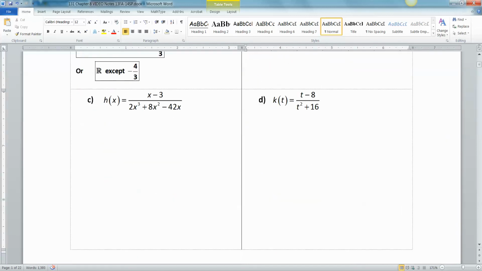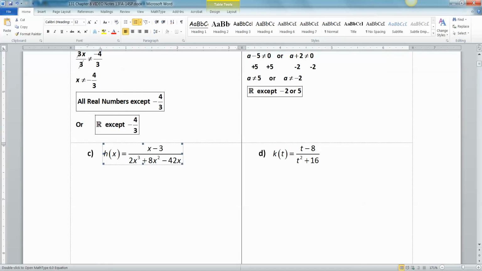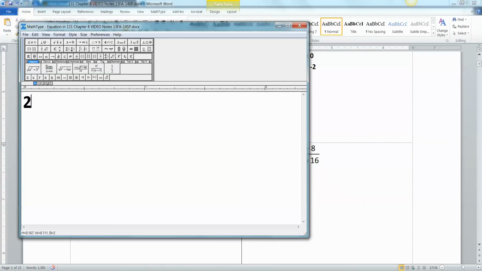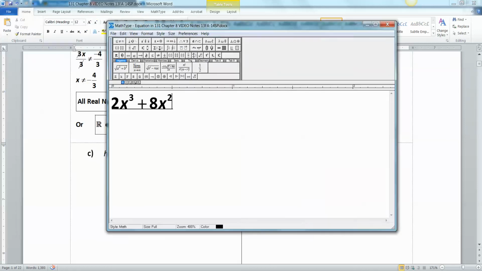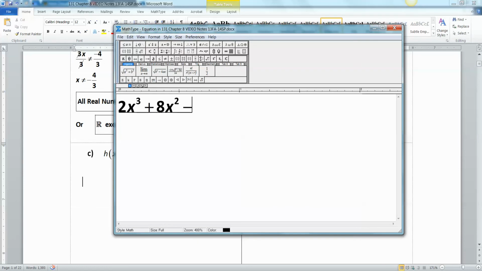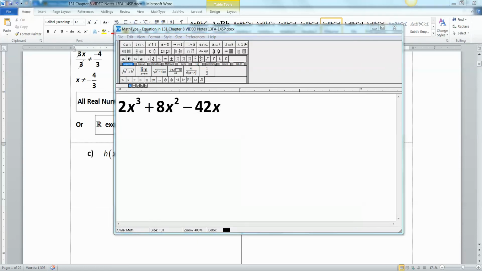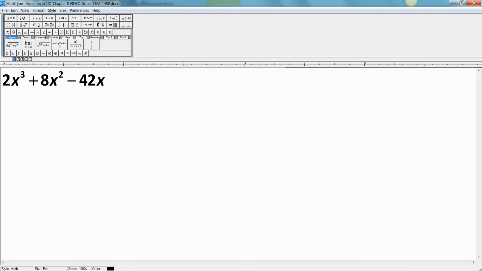All right, let's move on. What about the next one? Okay, so we're going to have to take that denominator and set it equal to 0. So 2x cubed plus 8x squared minus 42x cannot be equal to 0.